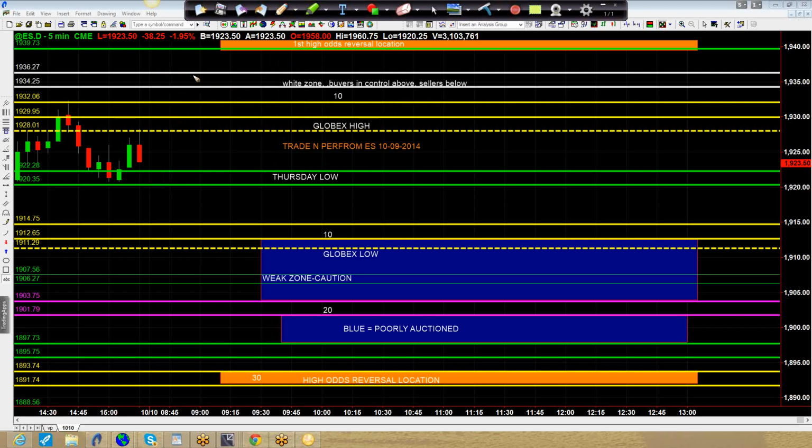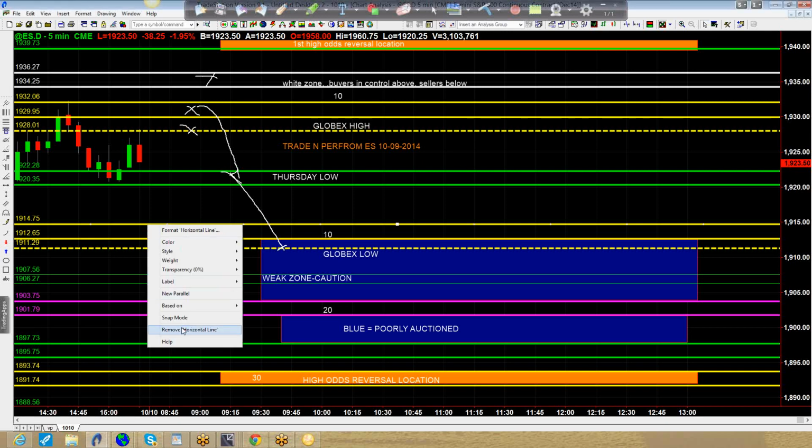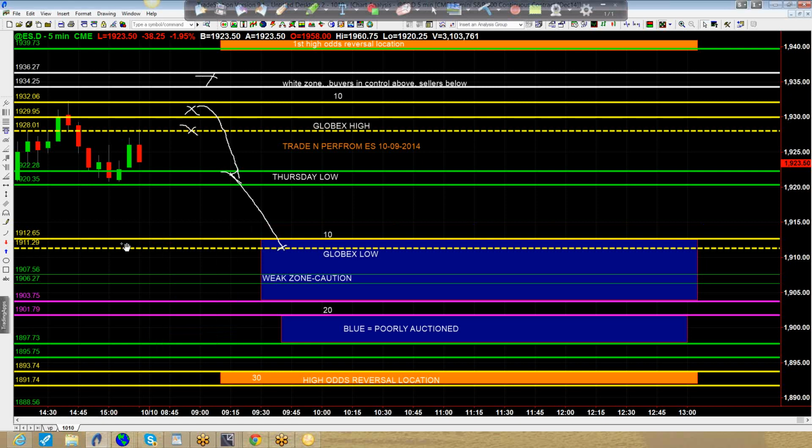If we are unable to get to the white zone and we reject either out of Globex low or this 1930-32, I would not trust Thursday's low and instead would look for a test of Globex low. That being said, I'm going to remove the 1914 and three quarters. It's still a valid trade, but it is unlikely that we get to 1914 and three quarters and then decide not to test Globex low.